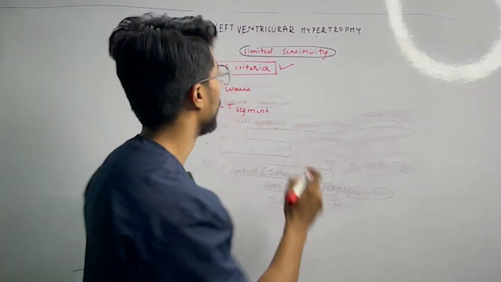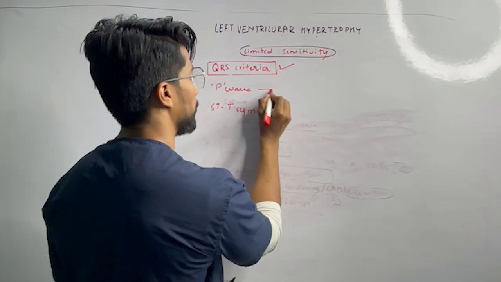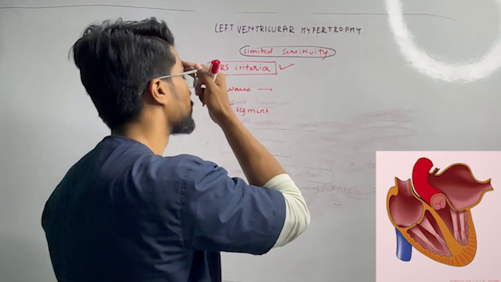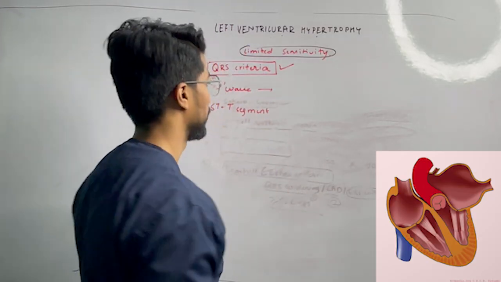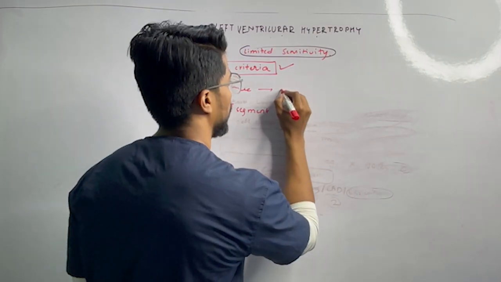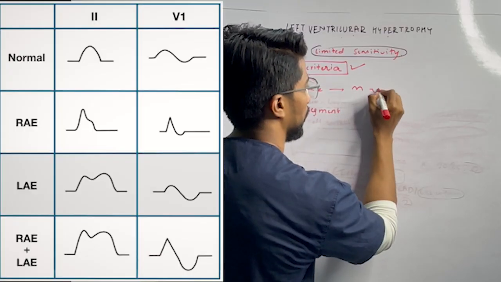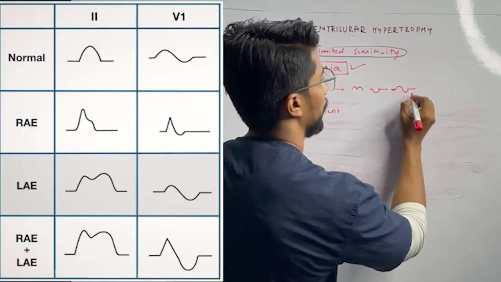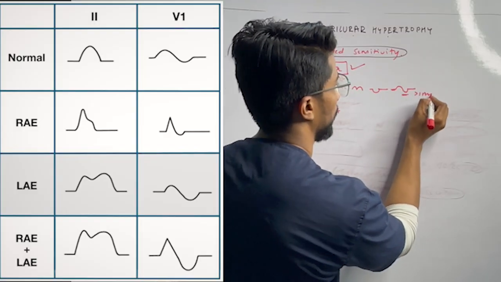Now that we've covered QRS criteria, let's quickly jump on to the P criteria. So the P wave changes are because of your left atrial enlargement, and if the LA enlargement is there, you're going to have either the M-shaped mitral P wave, inverted P wave in V1, or biphasic P wave in V1, where this is going to be more than 1 mm.